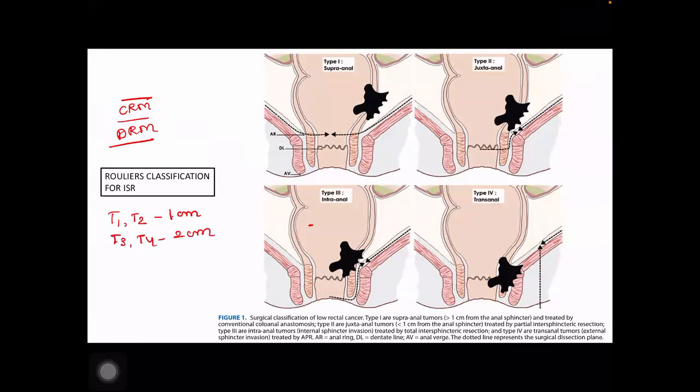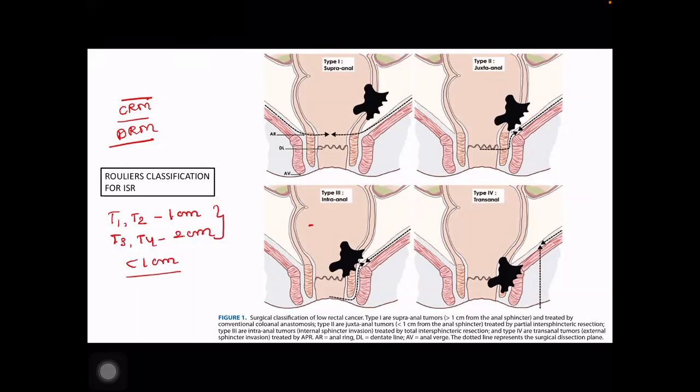These are ideal, but you cannot get a 2 centimeter margin for a tumor which is very close to the sphincter complex without compromising the sphincter. In that case, even for tumors close to the sphincter, a distal resection margin of less than 1 centimeter is permissible, but you should make sure intraoperatively, with a frozen section, that the margins are negative.